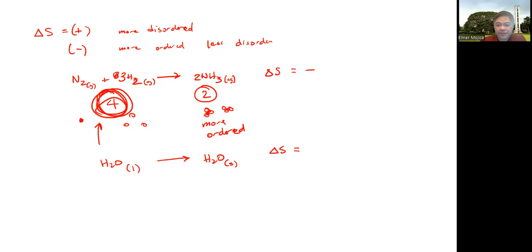Negative po. Ay, yung iba? It's black or white? Negative. Okay? So if you're going to look at this, this is what? More disordered going to more ordered. So that is a negative sign. Convinced?